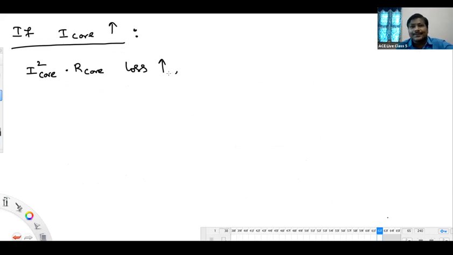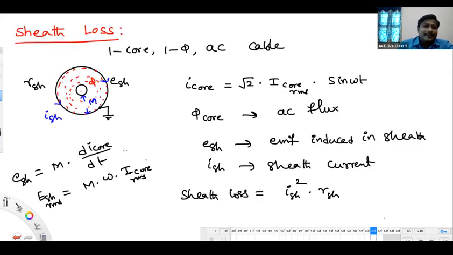What about the dielectric loss if that conductor current is increasing? Almost constant. Simply, substitute the I core equation here: I core is √2 I core into sine omega t. Do the differentiation, you get the peak value, divide it by √2, and you will get this one. Do that.